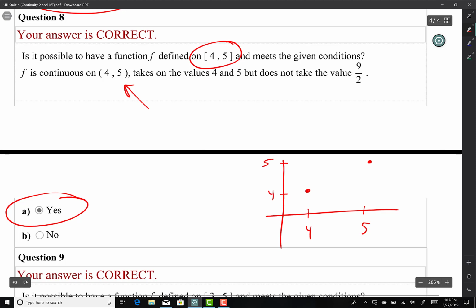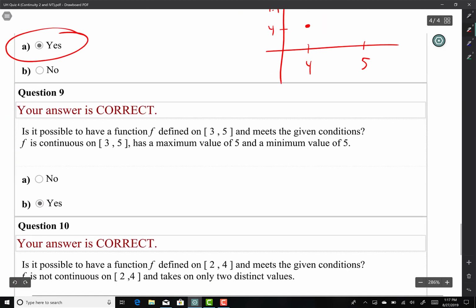I'm going to say open circle, and I'm going to say that is 4.9. 9 over 2 is 4.5. So there it is. I take every value. I take 4, I take 5, and I'm always 4.9. So yes, it's possible.